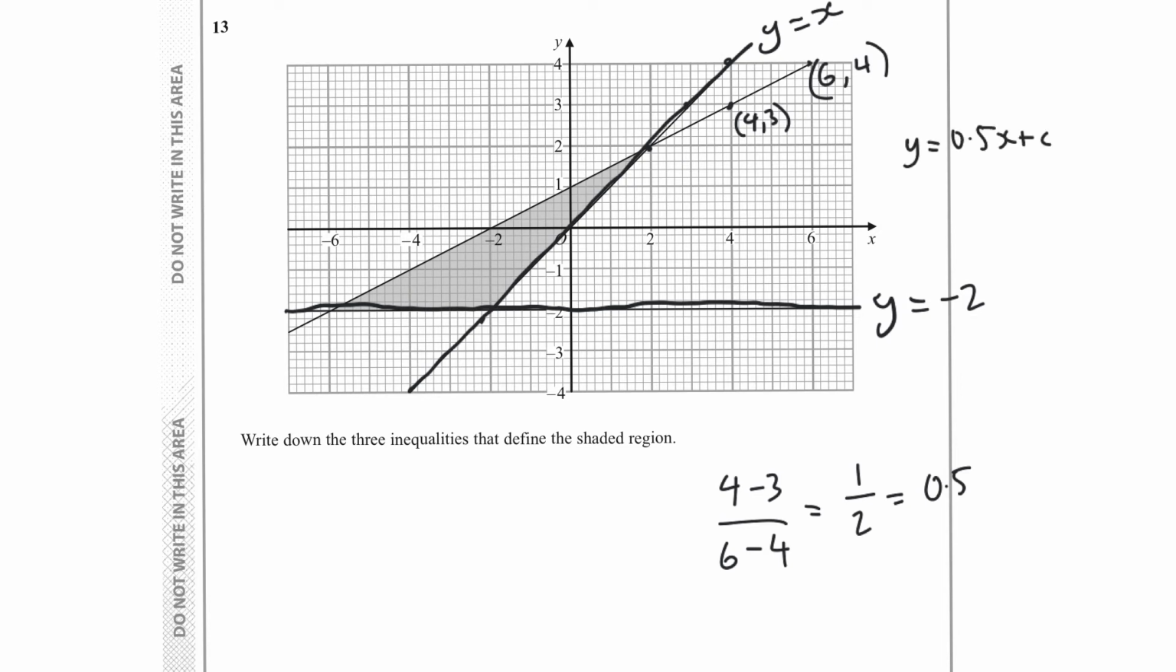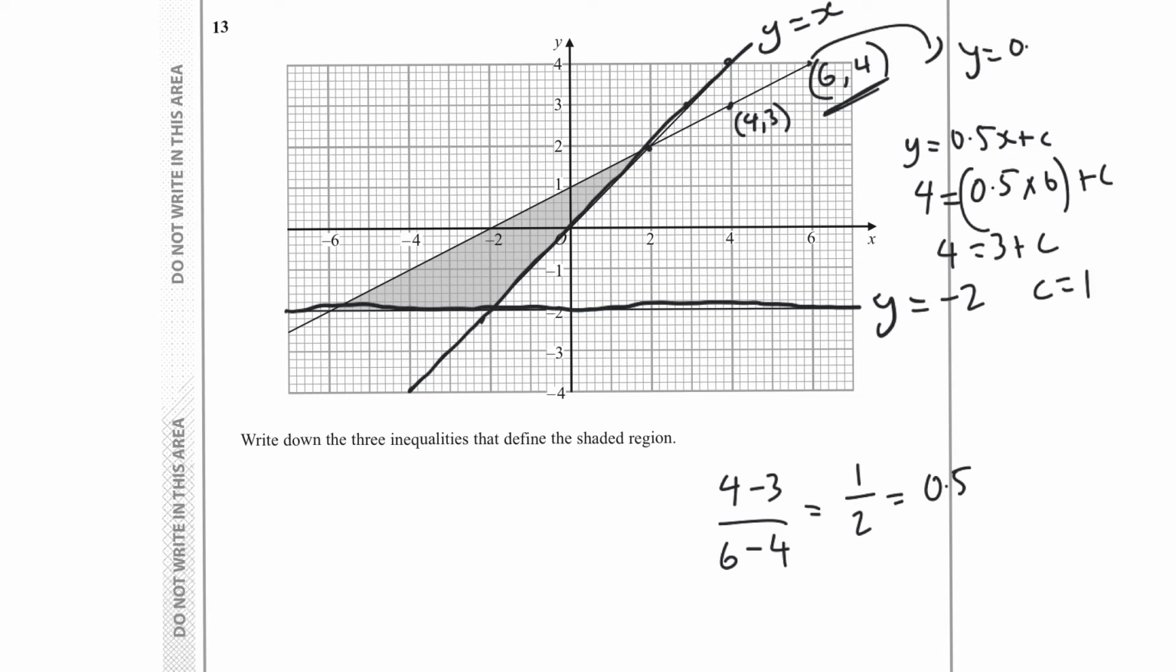So to work out what plus c is, just substitute one of the coordinates. I'll pick this one. So y is 4, x is 6. So then 4 is equal to 3 plus c, so c equals 1. So I know for that last equation, it's y is equal to 0.5x plus 1.